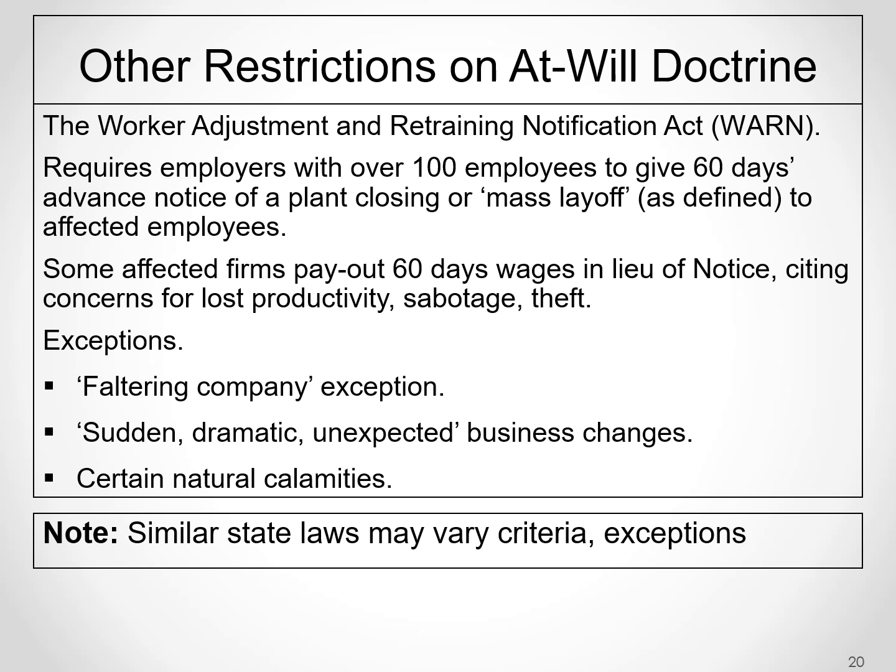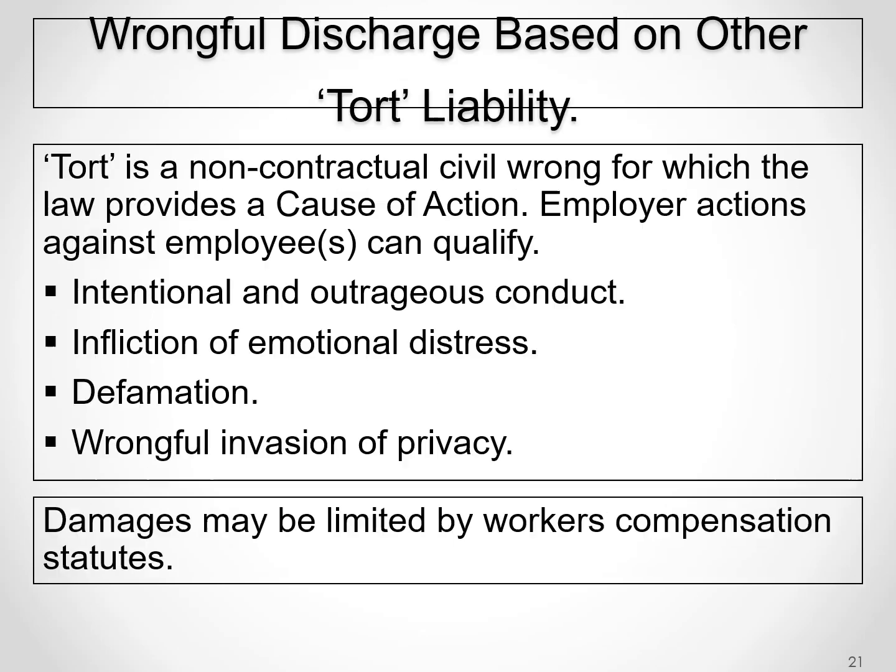And again, there's similar state laws for this kind of thing. Advance notice is the important part, so you have money to offset that income loss of losing a job and time to replace that job. We also could have wrongful discharge based on tort theory liability. A tort is a civil wrong between individuals. It's a civil wrong where there is a cause of action and damages at play.